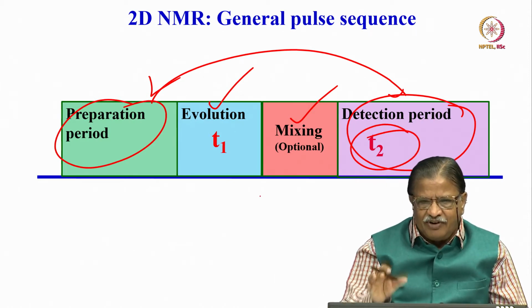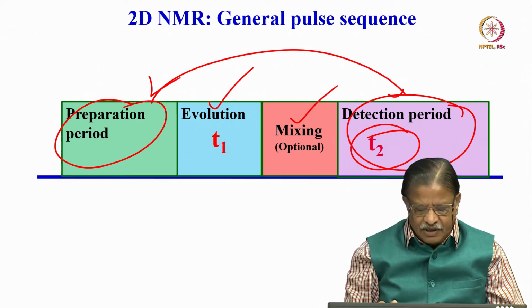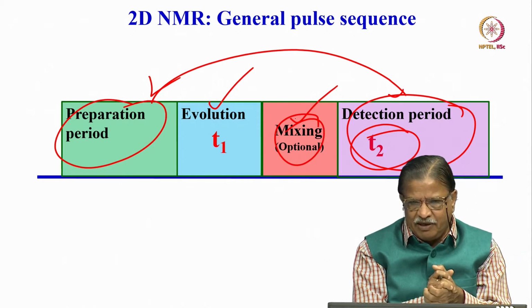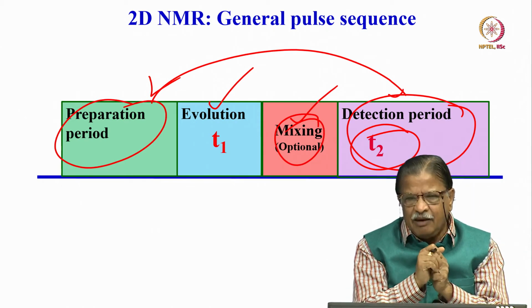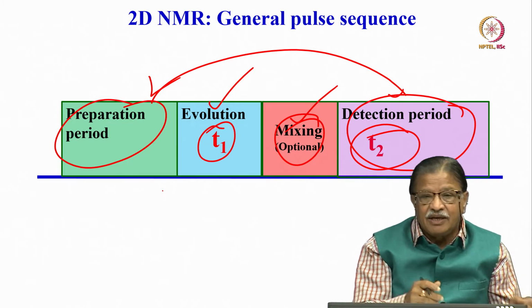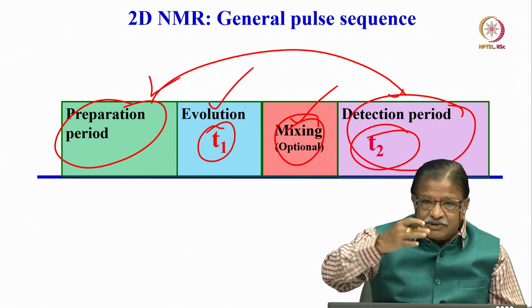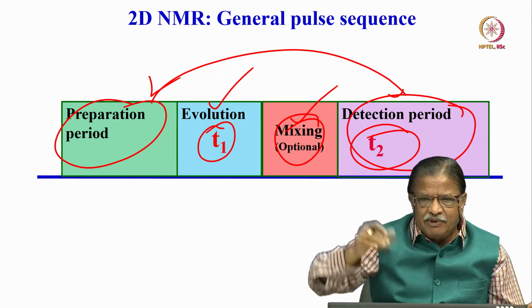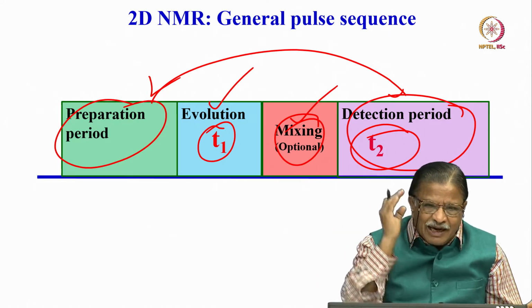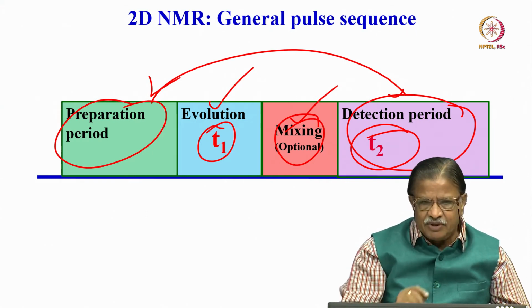So this is a constant time detection period. We collect the FID in a conventional way like we do in 1D NMR. And this is a mixing period, which is optional, depending upon the type of experiment; as we go ahead with a particular 2D experiment we will discuss it. And the evolution time is a time which is incremented. That is, as the T1 period is incremented systematically, we will understand how the magnetization evolves as a function of time. So this is called the evolution period.